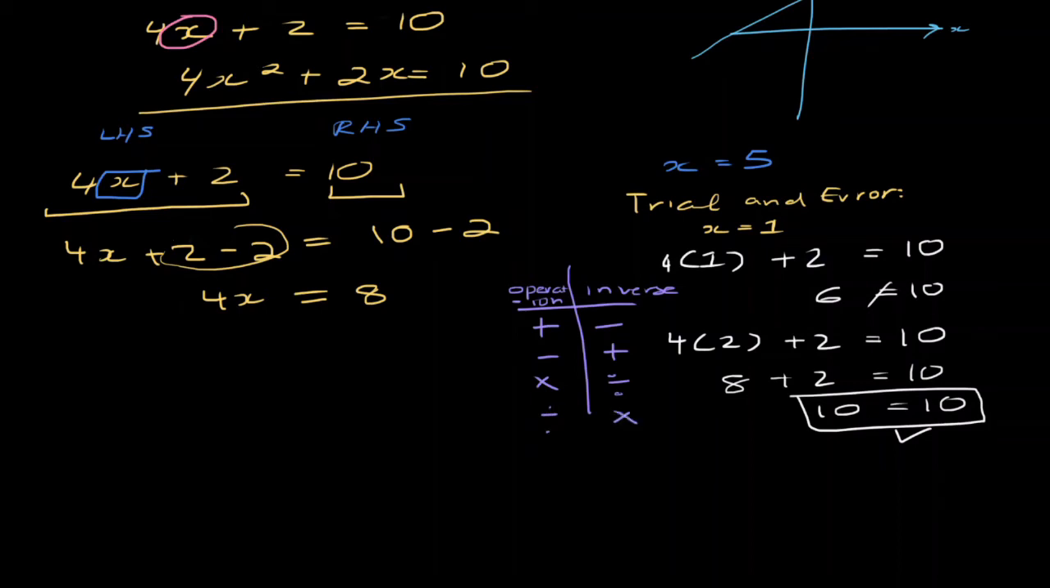So whenever there's a multiplication, in this case 4 times x, you want to do the inverse. So you want to do 4 times x divided by 4, and 8 divided by 4. And what's 4x divided by 4? These two cancel out, and you get x, and 8 divided by 4 is 2, and there's your answer, exactly as we saw over here.